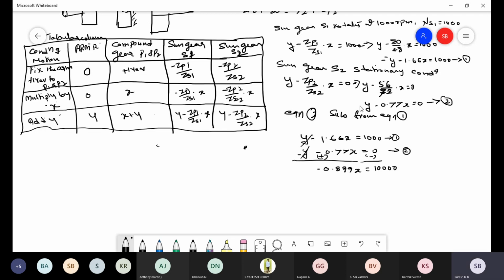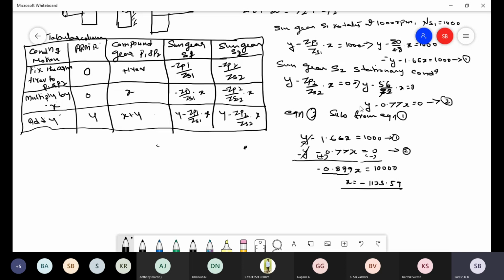Now only one unknown is there. Sending this to the right side of the equation, x equals minus 1000 divided by minus 0.89, which is 1123.59. The value of x equals 1123.59.